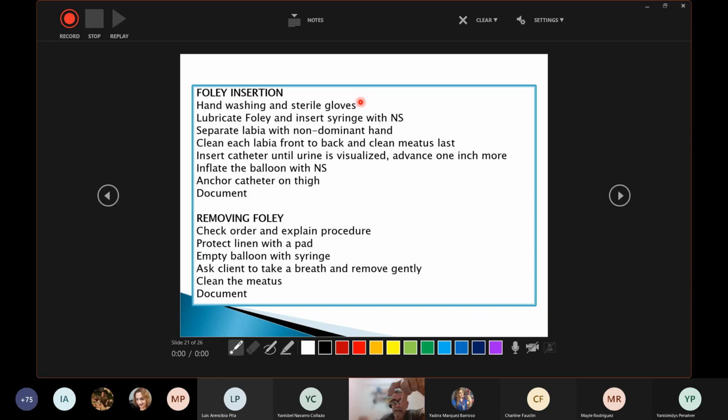Keeping the labia separated at all times. Now you didn't contaminate your hands because you were holding applicators to clean the client. You grab the Foley and then you introduce the Foley. When you see urine coming, you advance 1 inch more. And then is when finally you can release the labia or the penis of the client.